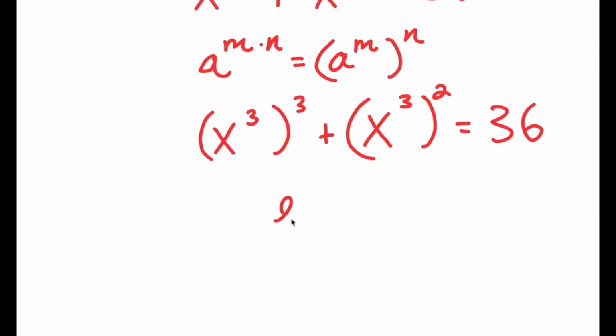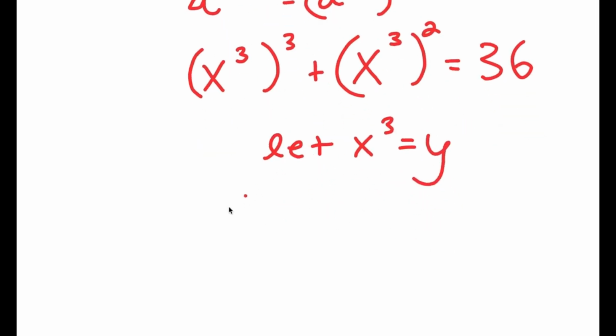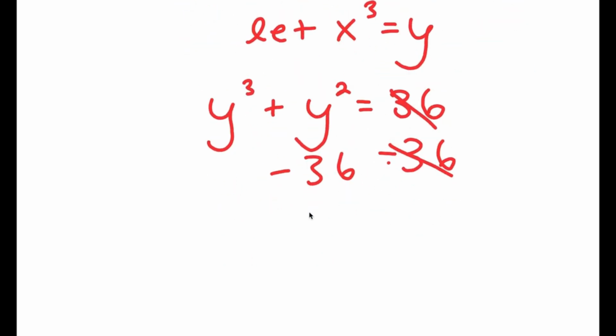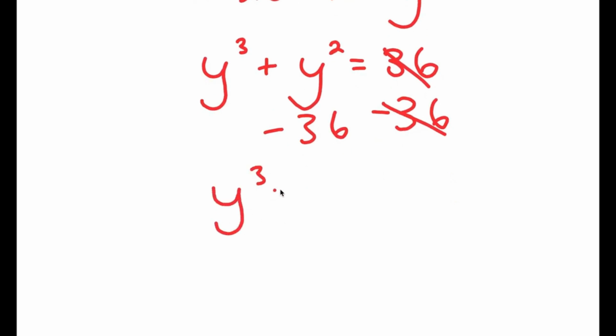Now I'm going to let x to the power of 3 equal the variable y. So if I substitute y for x to the power of 3, I get y to the power of 3 plus y squared is equal to 36. And if I subtract 36 on both sides, I get y to the power of 3 plus y squared minus 36 is equal to 0.